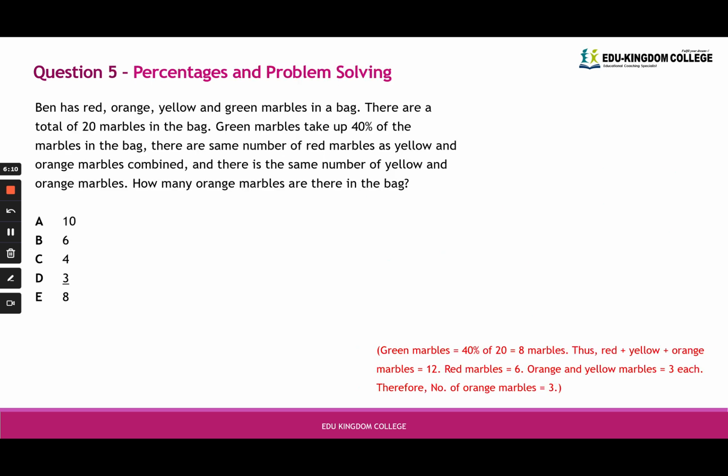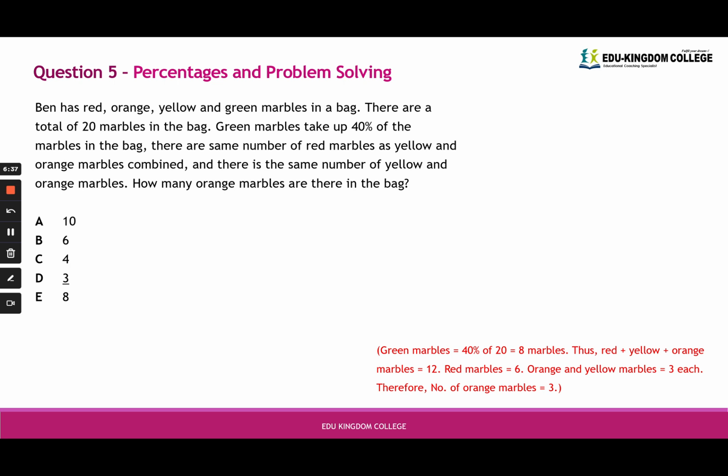All right, so question 5, percentages and problem solving. So Ben has red, orange, yellow, and green marbles in the bag. There are a total of 20 marbles in the bag. Green marbles take up 40% of the marbles in the bag, and there are the same number of red marbles as yellow and orange marbles combined. Okay, and there's the same number of yellow and orange marbles. So how many orange marbles are there in the bag?